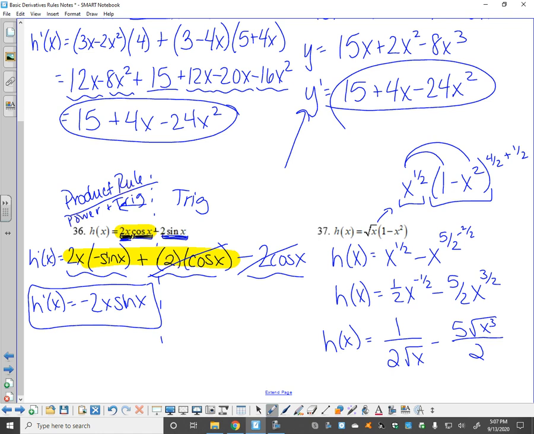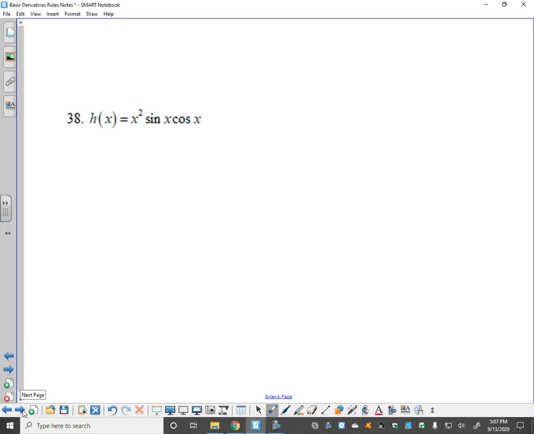Okay, stay with me. Home stretch. All right. I see 3 functions being multiplied. I see an x squared, I see a sine of x, and I see a cosine of x. So I have f times g times h. So here's what I'm going to do. I'm going to leave it, derivative, plus, leave it, derivative, leave it, plus, derivative, leave it.